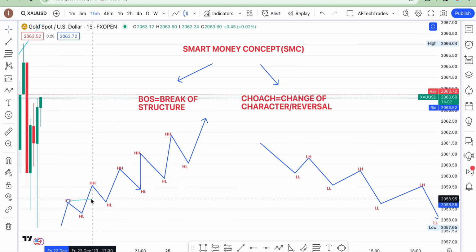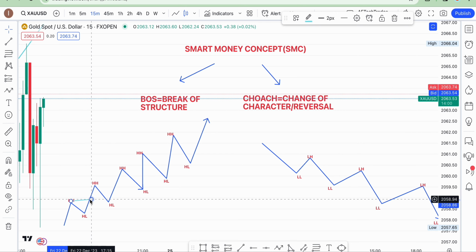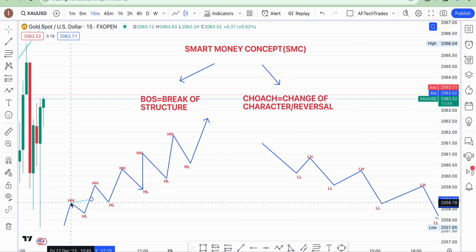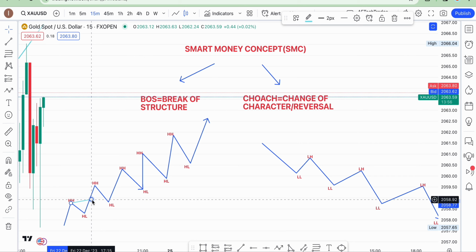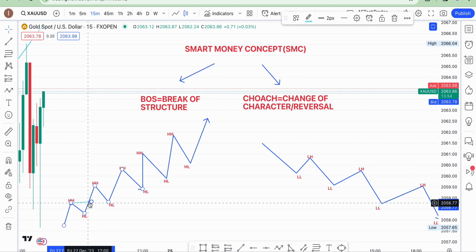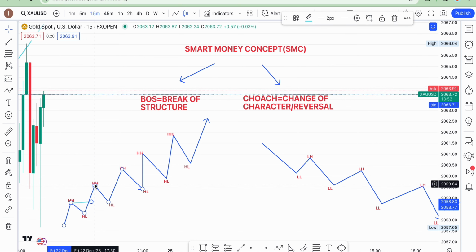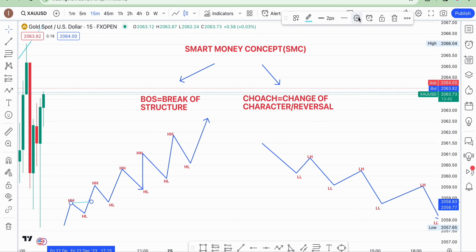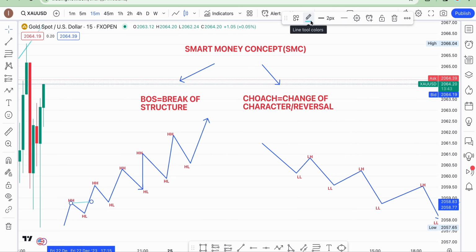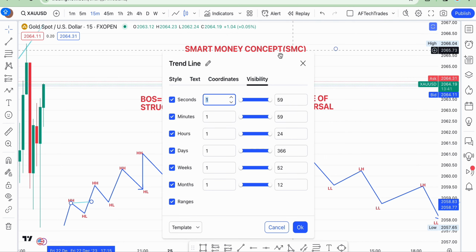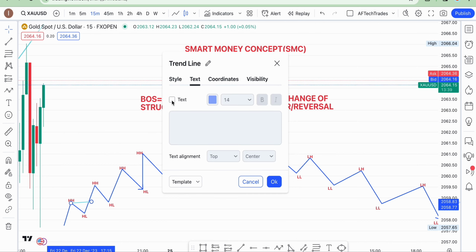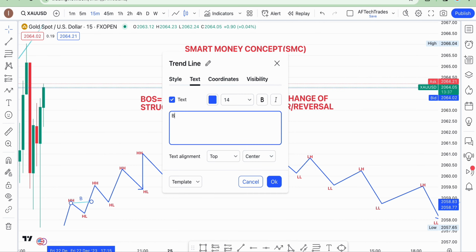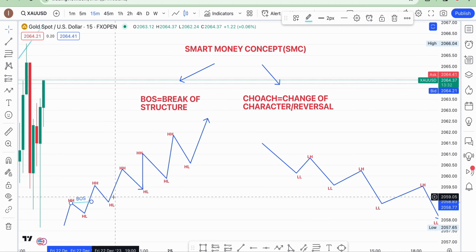So this is the previous higher high, right, which is here. It breaks through it, goes above it and forms a new higher high. So here, right, is the break of structure. I'll just name it so you can see it. So call it the BOS, which is our break of structure.